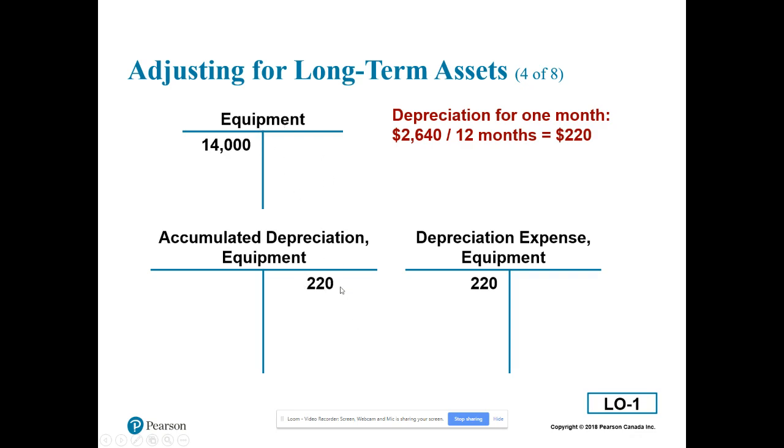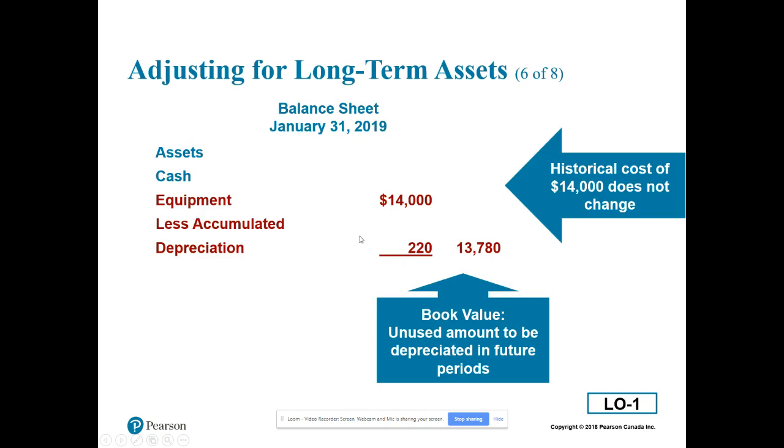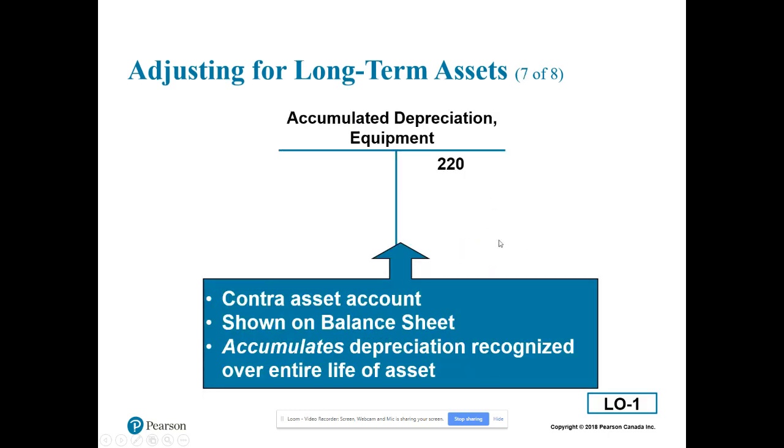The book value is the difference between the cost and whatever this accumulated value is. So in this case, we have $220. And this is the book value, $13,780. So this is an important thing to know. This historical cost, this $14,000, doesn't change. You do not reduce that cost. And when you present this on the balance sheet, you show it in this way: equipment less accumulated depreciation. So you take $14,000 less the $220 will give you $13,780, which is a book value which is shown beside the figure. So this is the contra asset, as I said, and it accumulates over time.